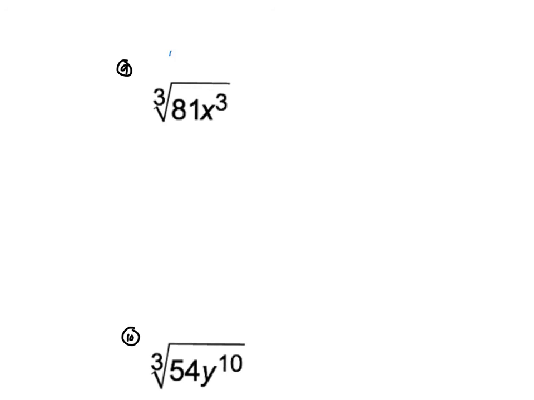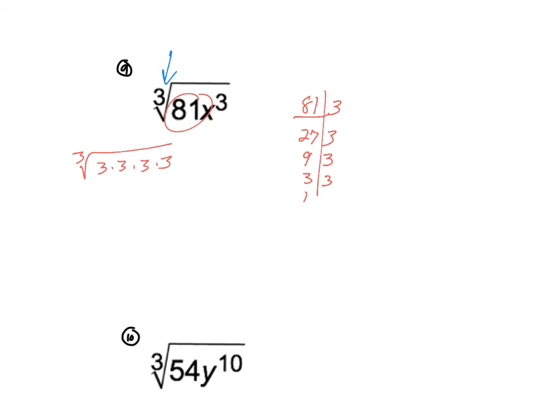Moving on to number 9. It is a cube root of 81. 81 we can break down by 3. 3 goes into 81 27 times. 3 goes into 27 9 times. 3 goes into 9 3 times. 3 goes into 3 once. So 81 by itself, just the number, is 3 times 3 times 3 times 3.